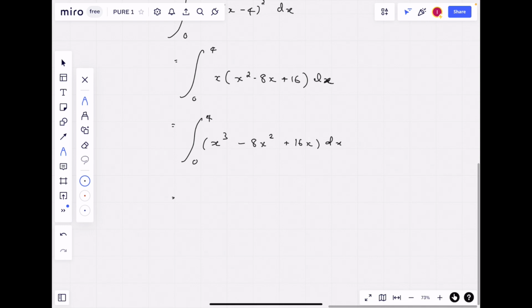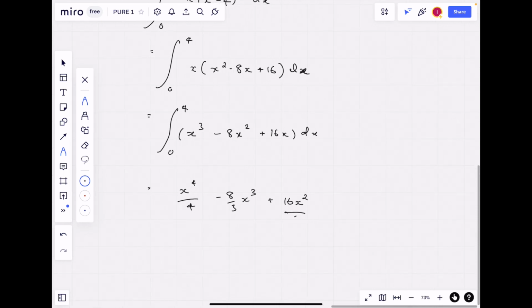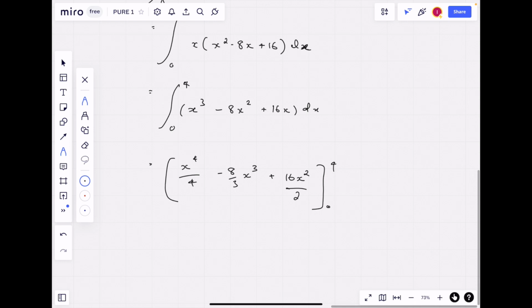From here, you would get x to the power 4 all over 4 minus 8 over 3 x cubed plus 16x squared all over 2. And square brackets 4, 0. After substituting 4 and after substituting 0 and minusing them, you should get 64 over 3. That is your final answer. And that's how you work out the area under the curve.